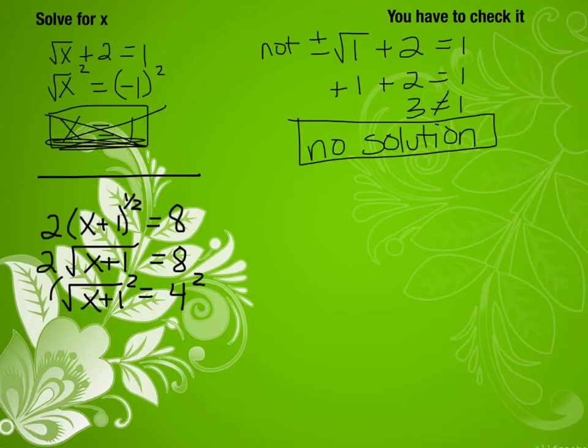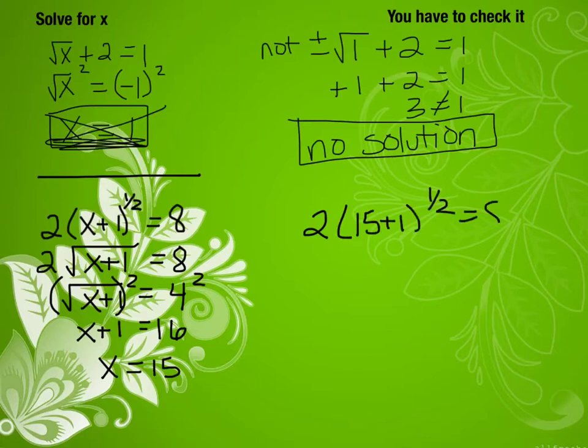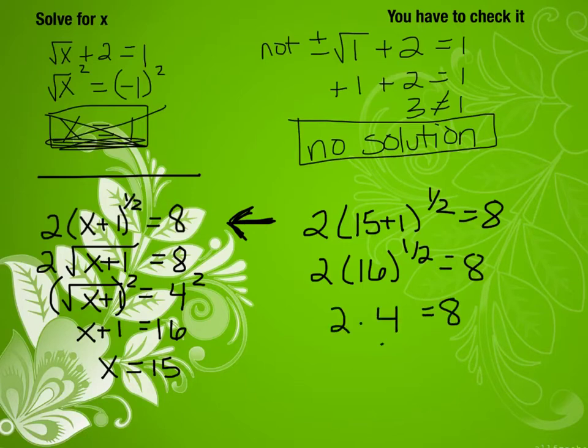So if we square this whole side like this, then the square root is going to cancel out, and we're going to have x plus 1. And if I square the 4, I get 16. And then take away 1, x equals 15. So let's check it. 2 times 15 plus 1 to the 1/2 power should equal 8. You always want to plug it into the original, the one you started with. You can't just go to somewhere where you've done algebra and plug it in there and say it works. You have to start back at the original. So that's saying 2 times 16 to the 1/2 power equals 8. And 16 to the 1/2 power is 4, so 2 times 4 equals 8. And that is true. 8 does equal 8. So we are good. We're happy. x equals 15.